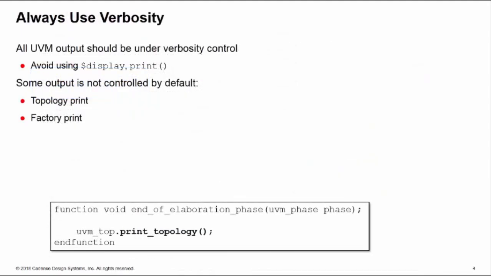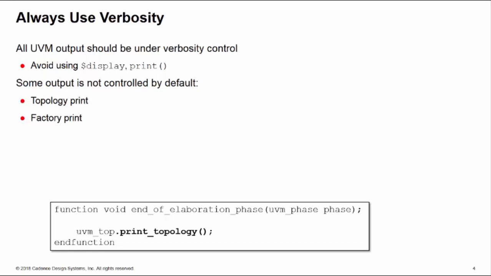First of all, all of your UVM output should be under verbosity control, which means you should never make calls to $display or print directly inside of your UVM environment. Now there's some UVM output, particularly debug output, which is not verbosity controlled by default, typically topology print or factory print. So here I have a print topology in my end of elaboration phase, which will always be printed.